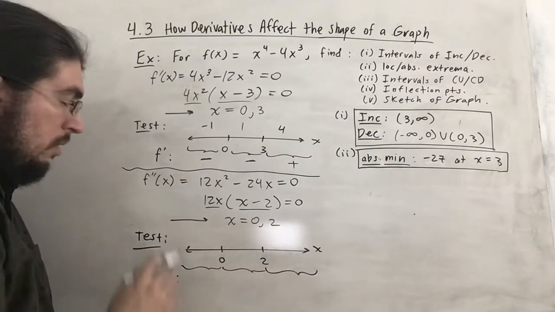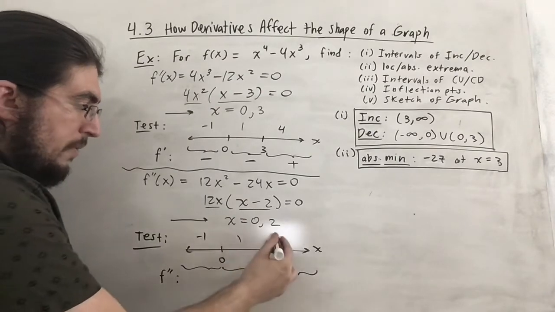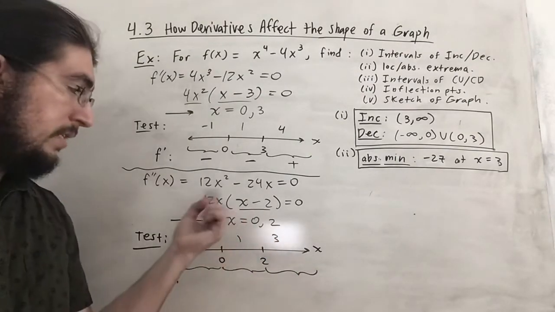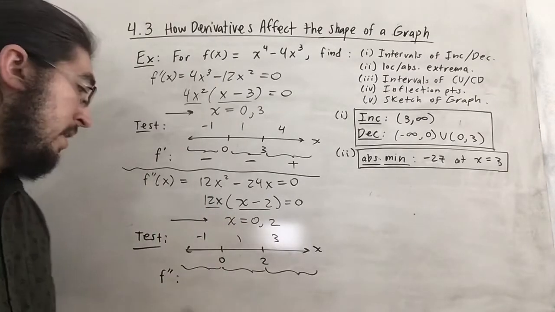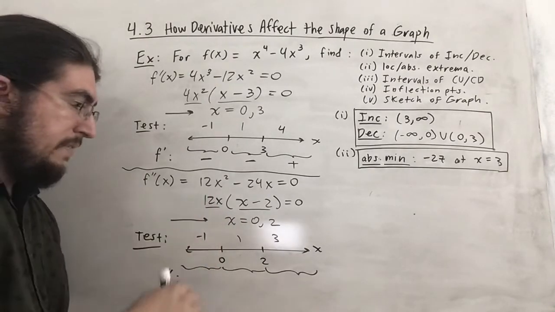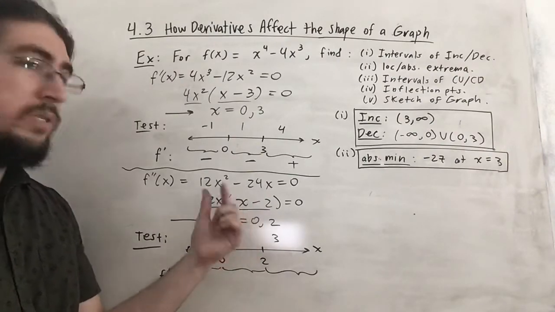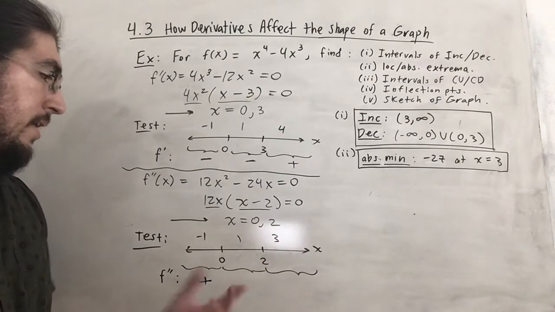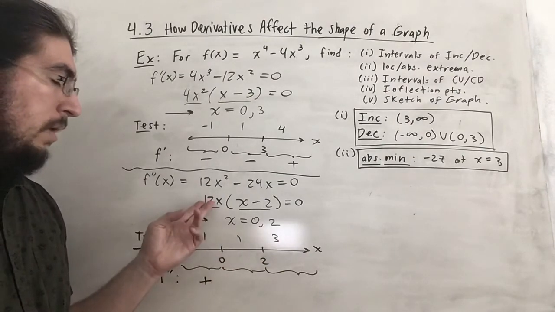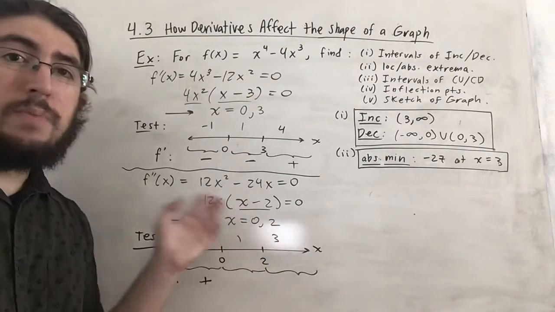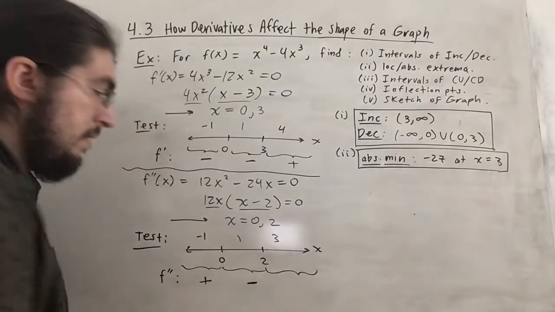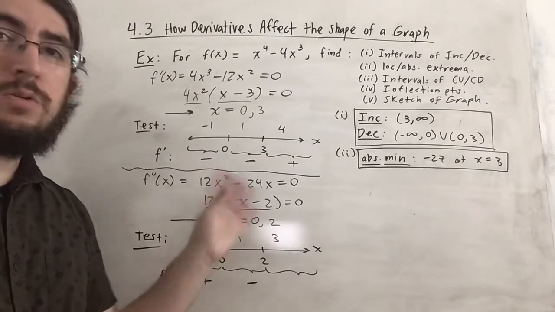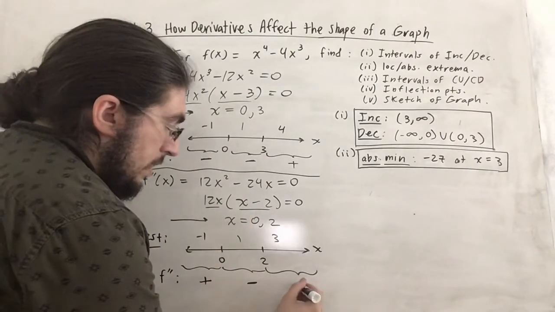Good. So what do you want to test? I'm going to test negative 1, 1, and 3. I want to plug into the factored version of the second derivative, so it's easier to check the sign. Negative 1 times 12, that's negative. Negative 1 minus 2 is negative 3. Negative times negative is positive. Here, if you plug in 1, 1 times 12 is positive. 1 minus 2 is negative. Positive times negative is negative. And if you plug in 3, you get 12 times 3, that's positive. 3 minus 2 is positive. Positive times positive is positive.